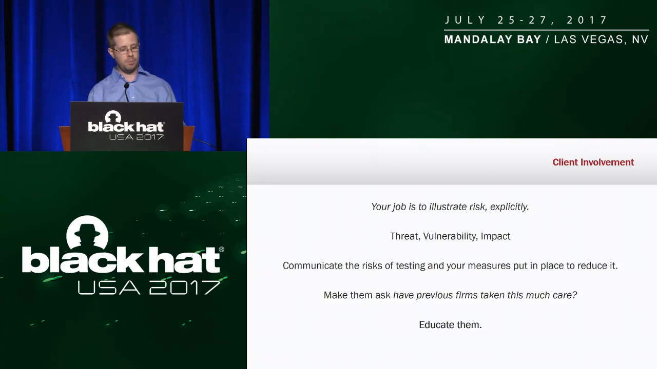Threat, vulnerability, and impact, right? And so communicating the risks of your testing and the measures that you put in place to reduce it is good. Be honest with it. Talk about the nature of this sort of tool and how the tools that we use can destabilize systems. But this is how we make it better, right? This is how we keep an eye on it.